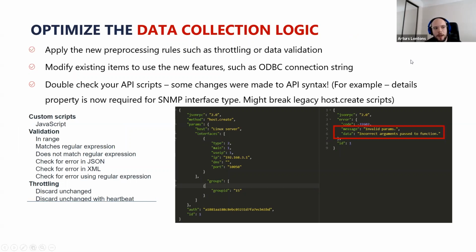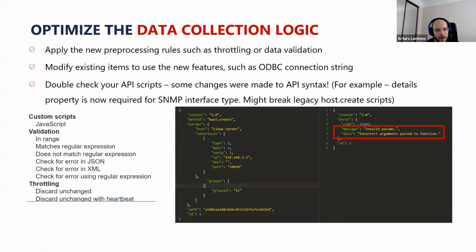Next up, optimize the data collection logic. So use the new features, such as pre-processing with throttling and data validation on existing items to further optimize both your performance and data collection. Modify the existing items to maybe increase the security for those items by using, for example, ODBC connection string. Double check your API scripts.